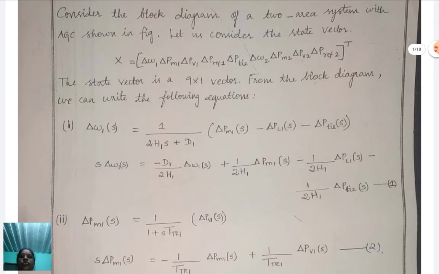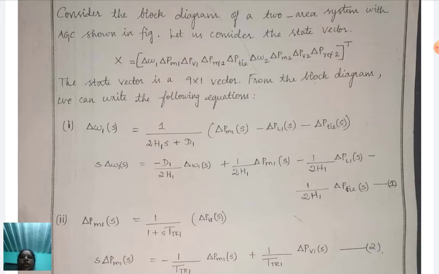First, you have to consider x equal to del omega 1, del pm1, del pv1, del p reference 1, del p tie, del omega 2, and then del pm2, del pv2, del p reference 2, all transposed.